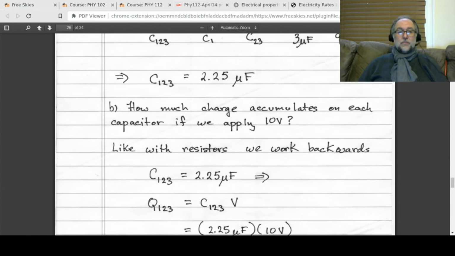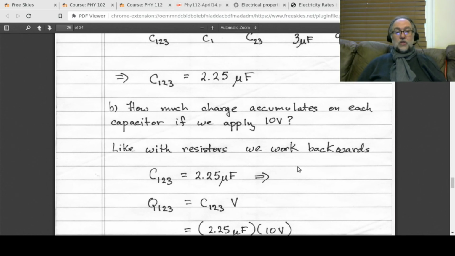Great. Next question: how much charge accumulates on each capacitor if we apply 10 volts? I could have also asked what the potential drop across each of them is, and that will come out as we do this as well. I didn't ask it there, but I do put it in the summary later.